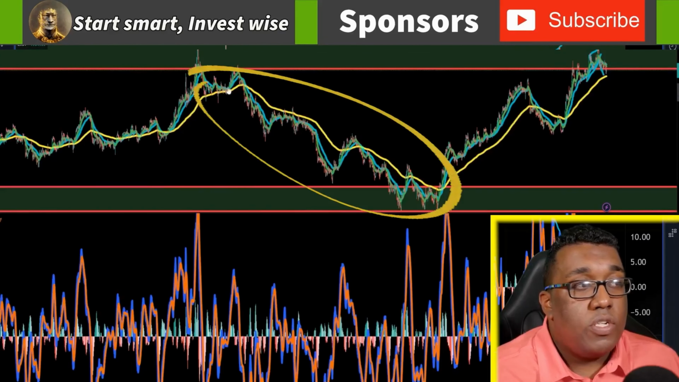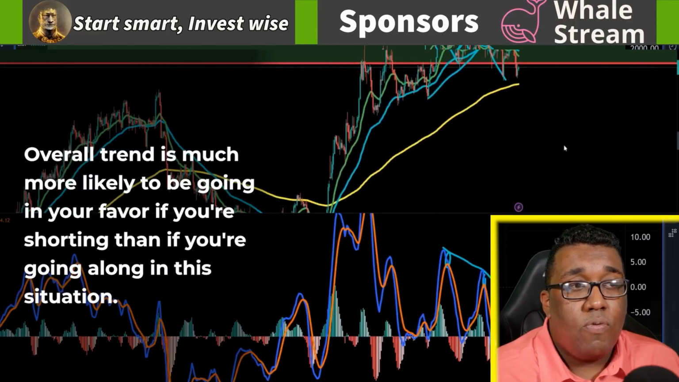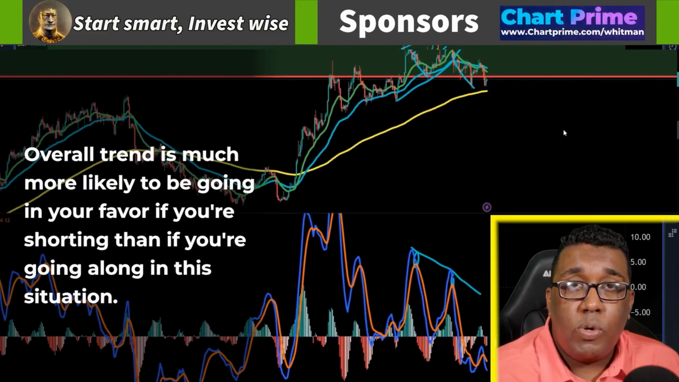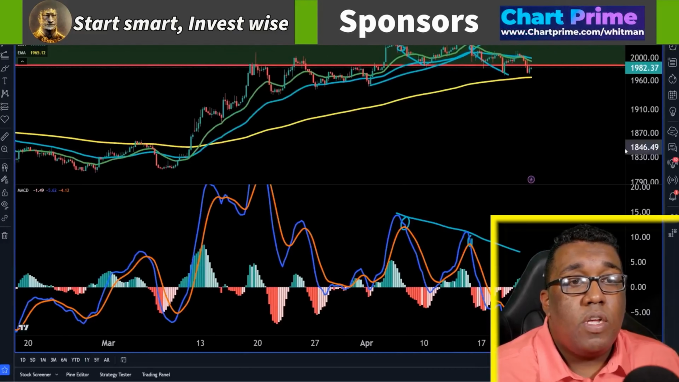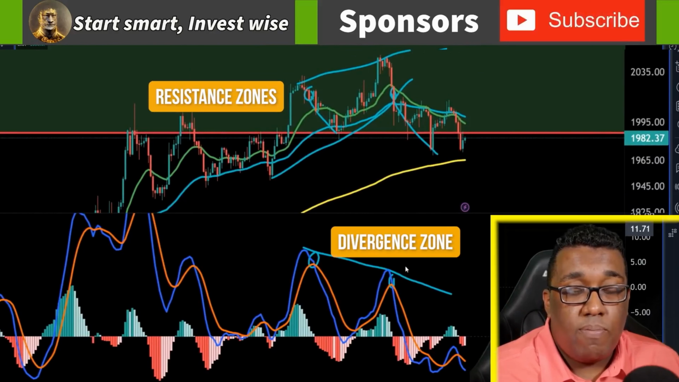So you guys might actually have a longer trend here, a longer short position where you're holding for weeks and weeks. But while you're doing that, you're just doing a whole bunch of day trades because you know this overall trend is much more likely to be going in your favor if you're shorting than if you're going long in the situation. So this is the pattern of what I normally like to do. When you get into resistance zones, the divergences are going to be key for you making some great profits.